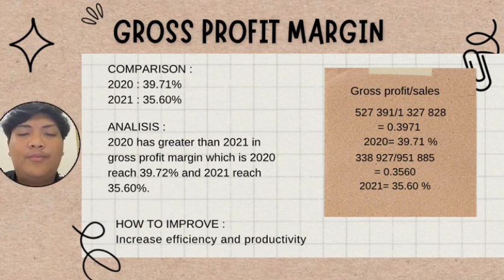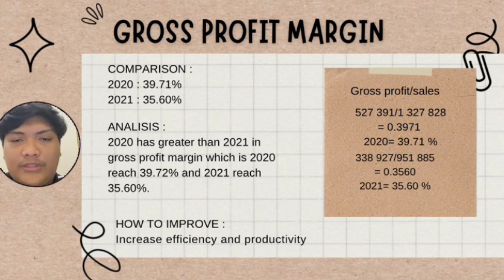And then next, gross profit margin. Gross profit divided by sales. For comparison, 2020 we got 39.71% and 2021 for 35.60%. For analysis, 2020 is greater than 2021 in gross profit margin, which is 2020 reached 39.72% and 2021 reached 35.60%. To help boost productivity, Flora can construct new production facilities or make equipment purchases.